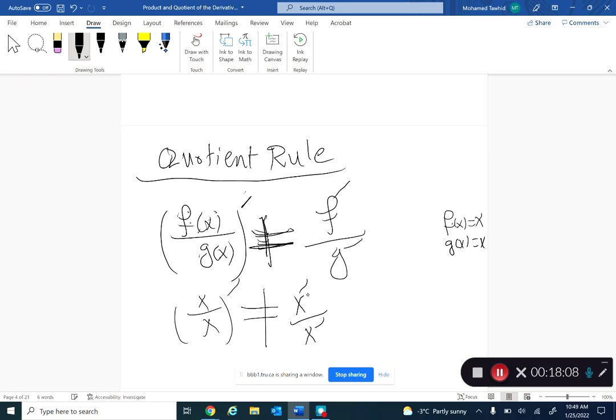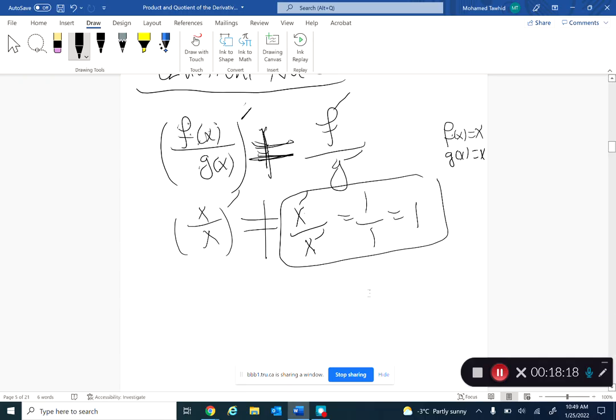x prime, what is the derivative of x? That is 1. What is the derivative of x? 1. So what did you get on the right hand side? Just 1. Let us look at the left hand side. x cancels with x. What did you get? You get a constant. The derivative of any constant is 0. So the left hand side, the derivative of the constant 1 is 0, and the right hand side is just 1. As I show you here, they are not the same. So f of x divided by g of x is not equal to f prime over g prime.